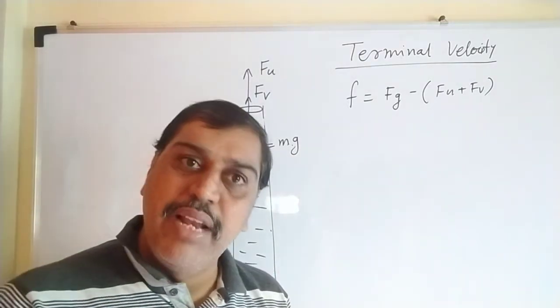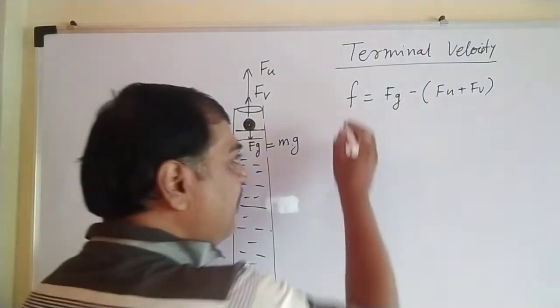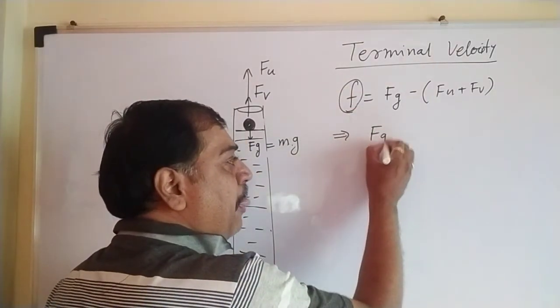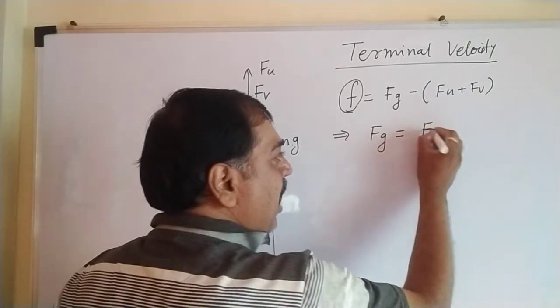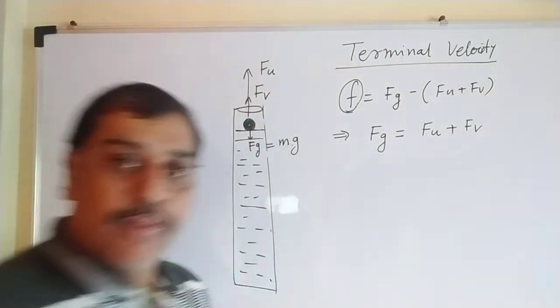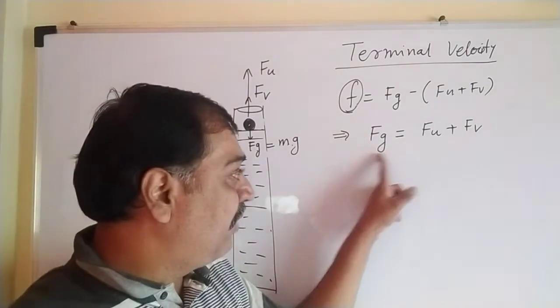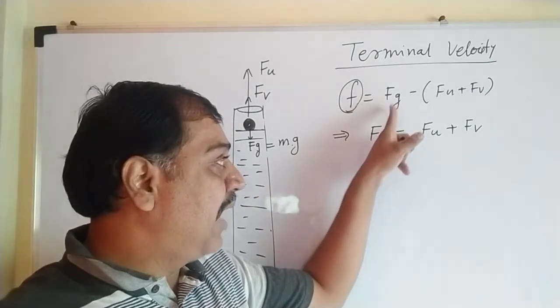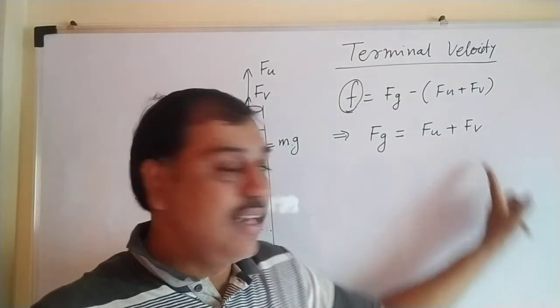At a certain equilibrium, when this resultant force is 0, we can say that Fg equals the upthrust force Fu plus the viscous force Fv. That means this will occur at equilibrium. When the resultant force is 0, Fg equals this, so we can write this equation here.